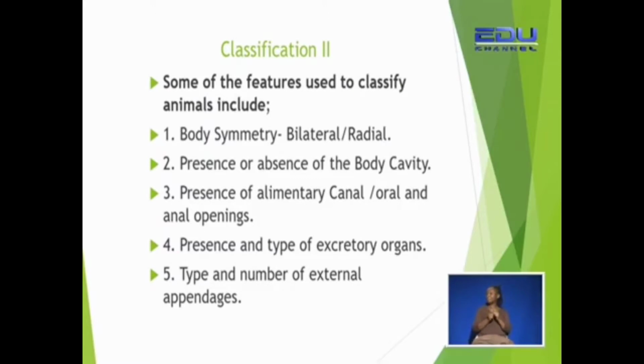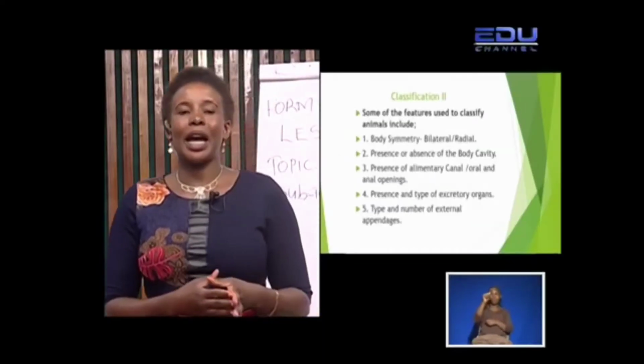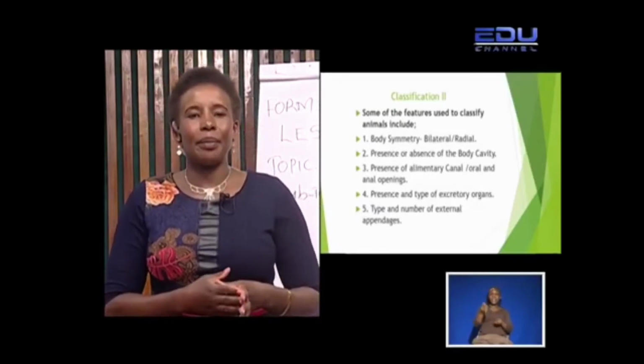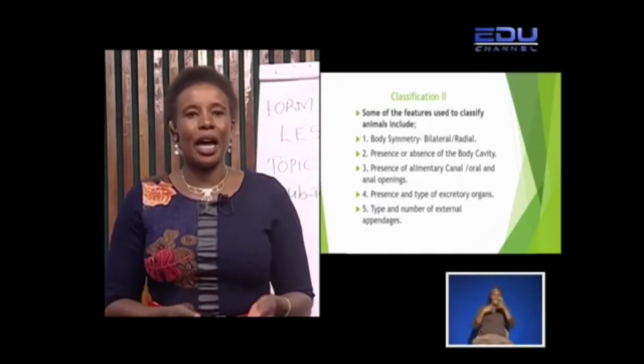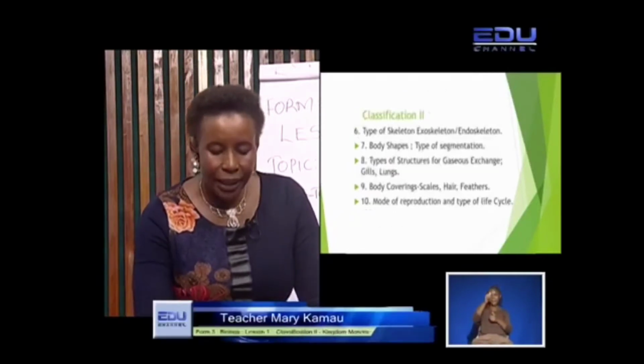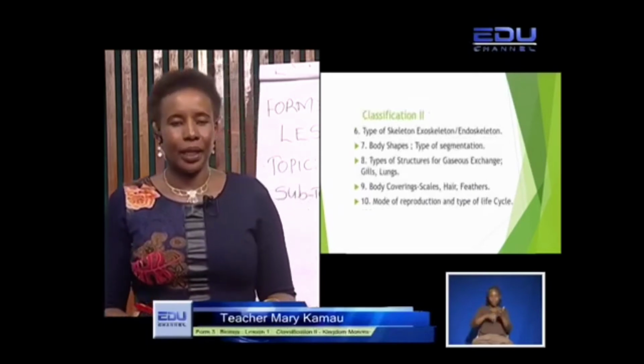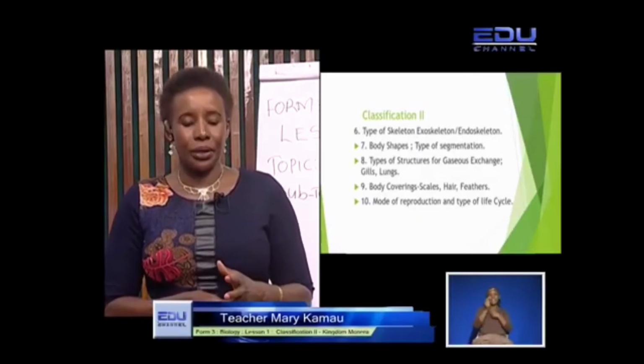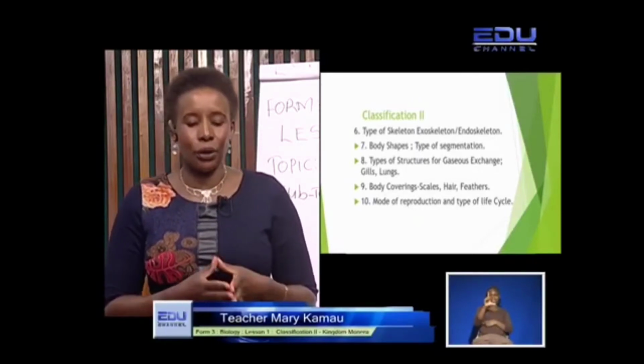So different living organisms have different excretory organs, such as we use the kidney as our excretory organ. Type and number of external appendages. So some organisms have 6 number of appendages, others have 2, others have 8 appendages. Appendages are limbs, the legs. Others have different types of skeletons which can be used to classify these organisms.